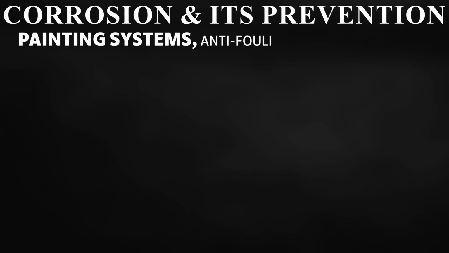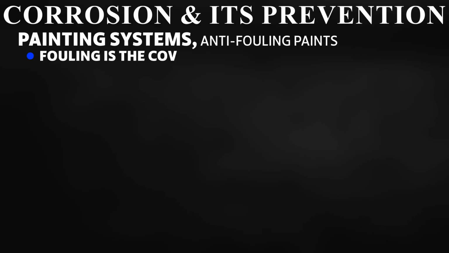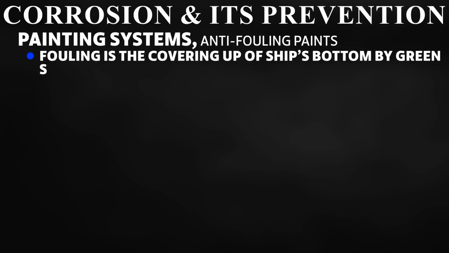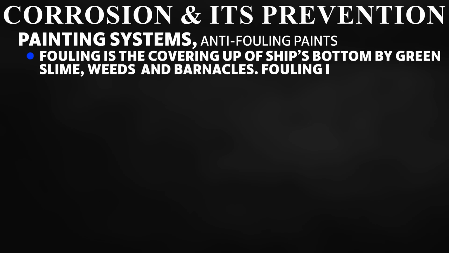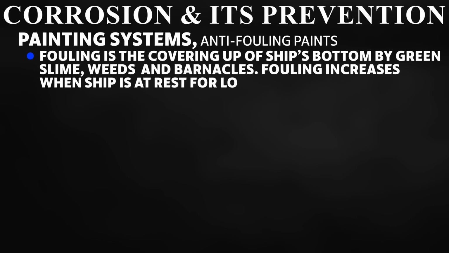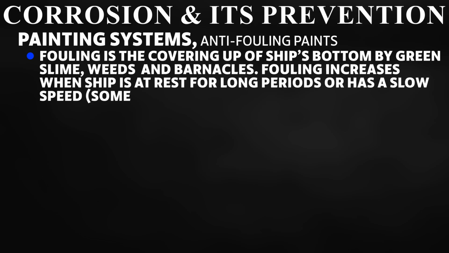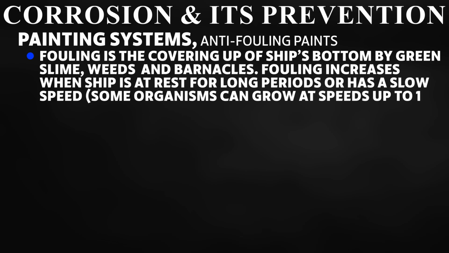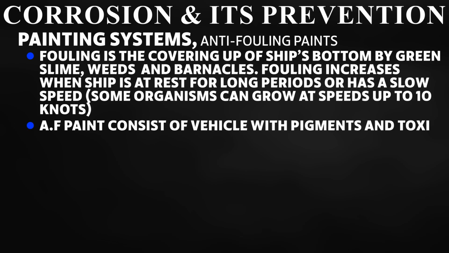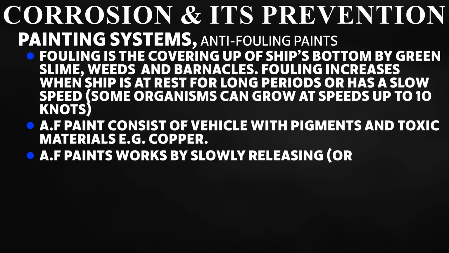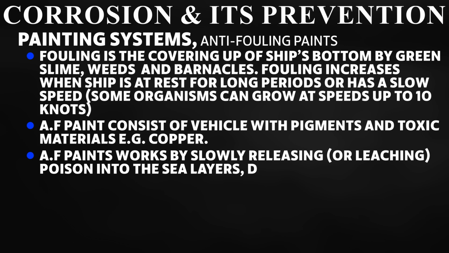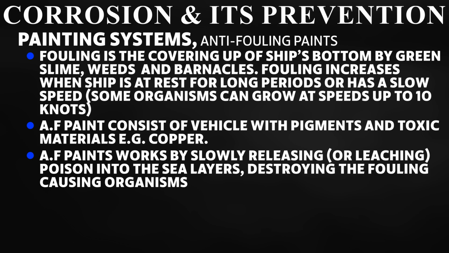Painting systems. Antifouling paints. Fouling is the covering up of the ship's bottom by green slime, weeds, and barnacles. Fouling increases when the ship is at rest for long periods or has a slow speed. Some organisms can grow at speeds up to 10 knots. AF paint consists of a vehicle with pigments and toxic materials, e.g., copper. AF paint works by slowly releasing or leaching poison into the sea layers, destroying the fouling-causing organisms.